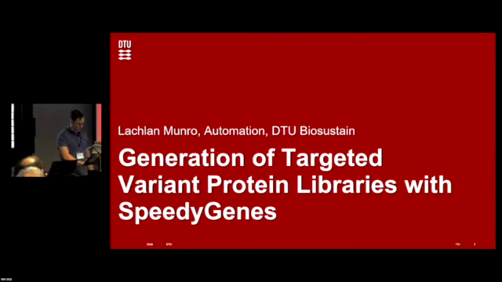But yeah, so I'm going to talk about a sort of platform protocol workflow that we have set up at DTU called Speedy Genes. It was originally developed by my old supervisor, Douglas Kell, and Neil Swainston, whose name has popped up on some of these other computational synthetic biology tools. But it's a methodology for generating protein libraries in a very targeted way. So I'll give a pretty broad overview of the method. I won't go into too many nitty-gritty details.